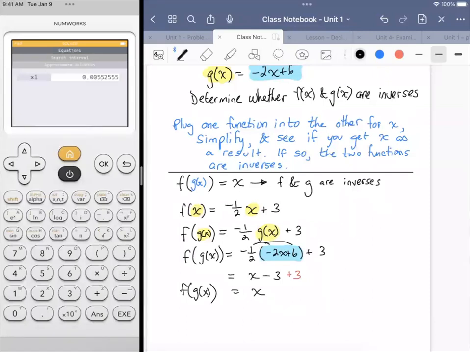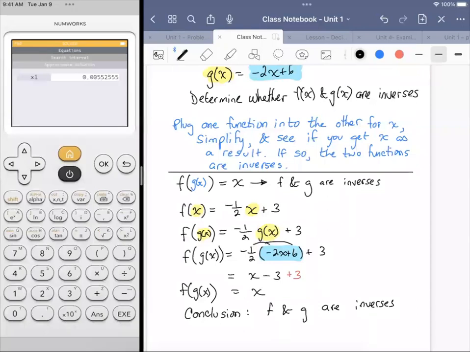So conclusion, f and g of x, or so I could just say f and g, are inverses. And so that's really it.